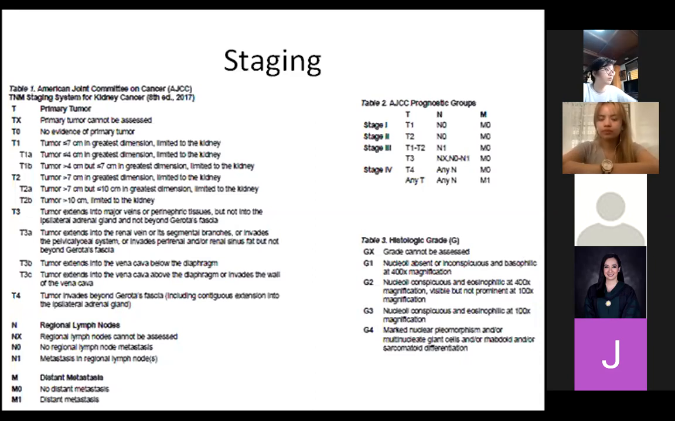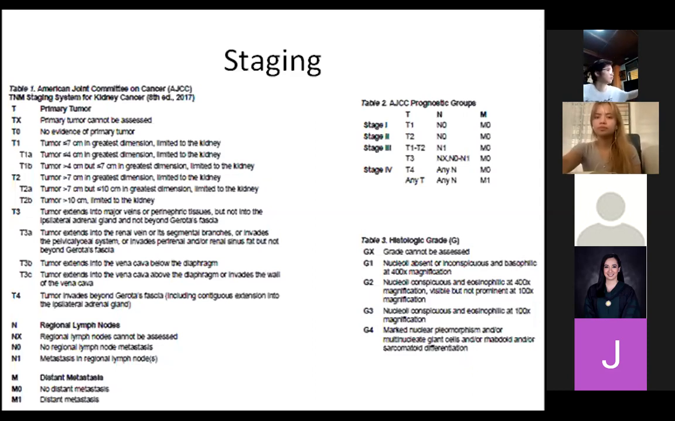And T4, tumor invades beyond Gerota's fascia and may extension ka into the ipsilateral adrenal gland. For the N, N0, no lymph node metastasis. N1, meron. So hanggang N1 lang kapag kidney cancer staging. Yung M, as usual, M0 and M1. Yung M1, distant mets. M0, wala.